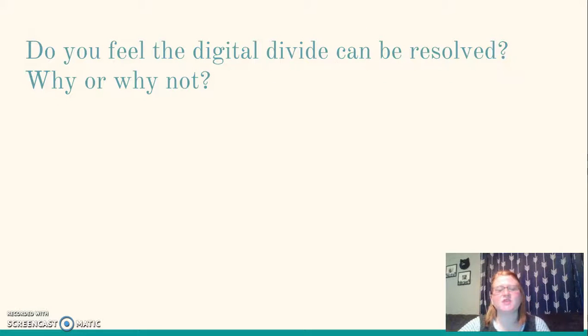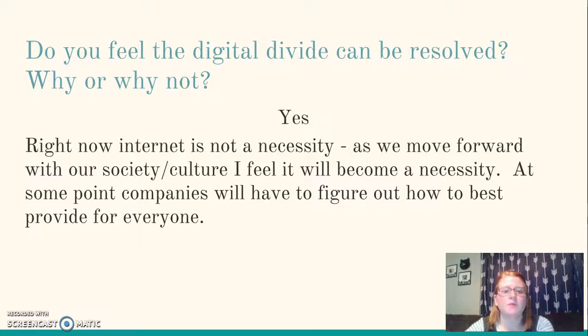Do you feel the digital divide can be resolved? Why or why not? So this was one of the articles really heavily talked about this. And yes, I do think it will be resolved. As I mentioned in the previous slide, it's not a necessity. We don't have to have it right now. It's not food, it's not water, it's not shelter. We don't have to have it. However, I do think that as we move forward with our society and culture, it will become a necessity.